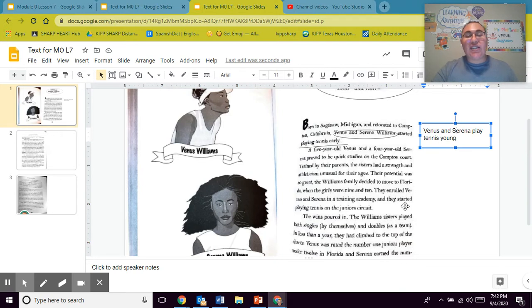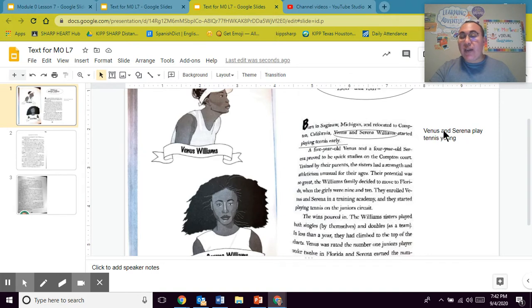You want your gist to be less than 10 words. You want it to be really short and really quick and straight to the point. It's going to take some practice and it's going to take some time, but remember and remind yourself in your head, when you write the gist, you want to make sure that it's super short. Okay? So here's my who, Venus and Serena. And what are they doing? They play tennis young. So always ask yourself, who is this paragraph about and what are they doing?